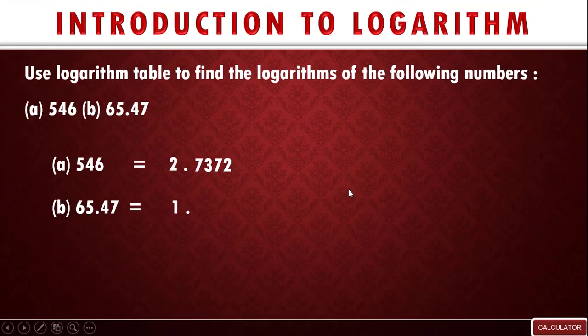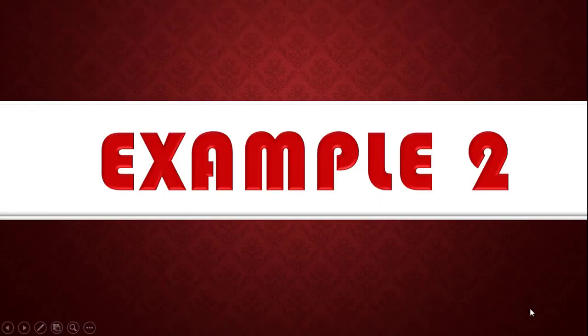Okay, coming back, we have the log of 65.47 to be 8161 from our log table. So that means the log of this number is 1.8161. Let me show you example 2.